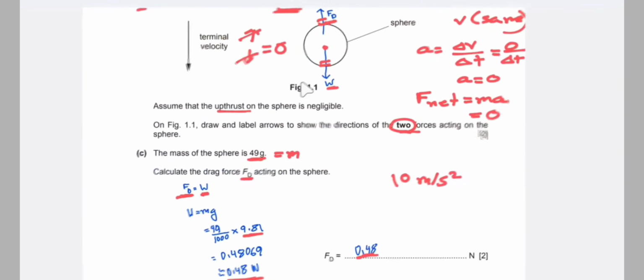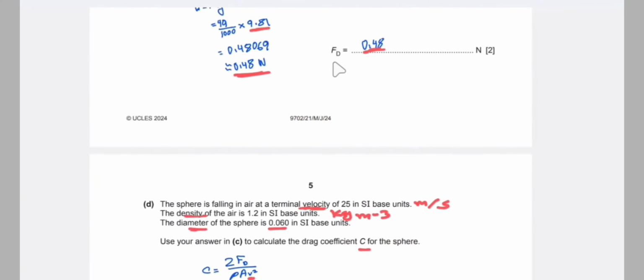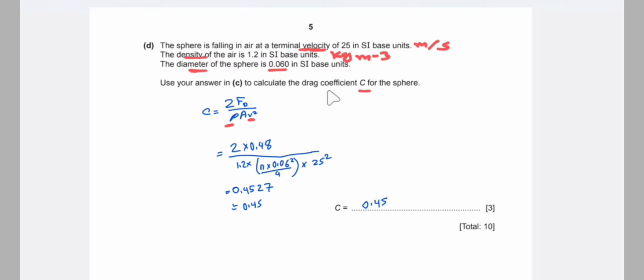Since it is a sphere, it is a circular object. For a circular object, area is pi r square, or in terms of diameter, it is pi d square by 4. We know the value of diameter, so area is pi d square by 4.